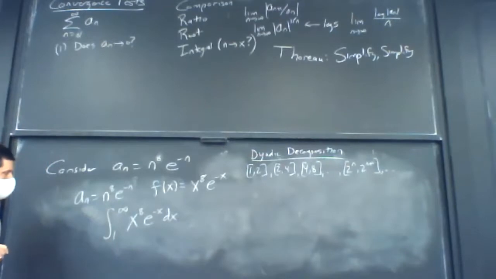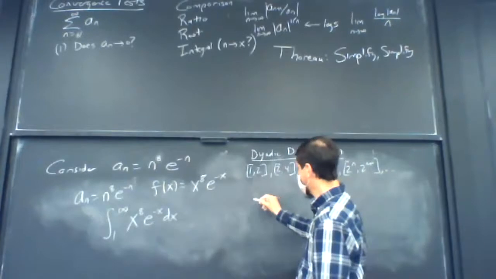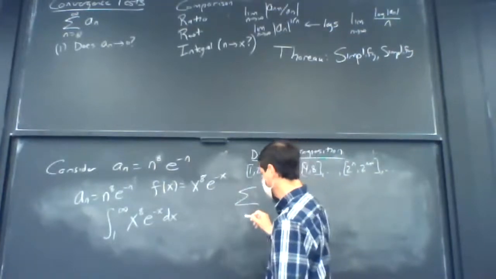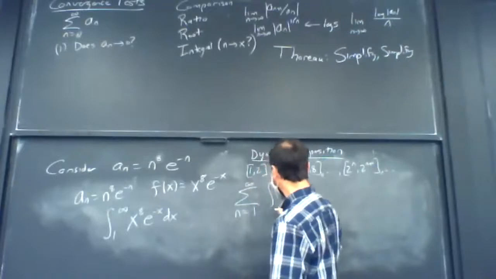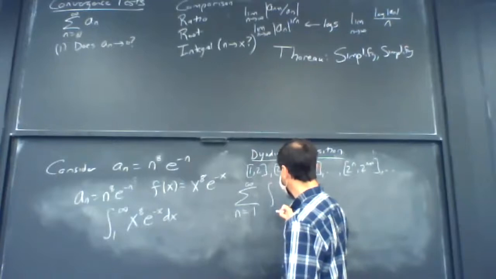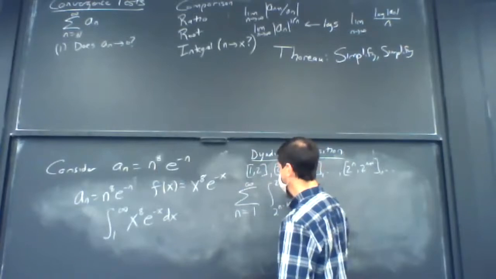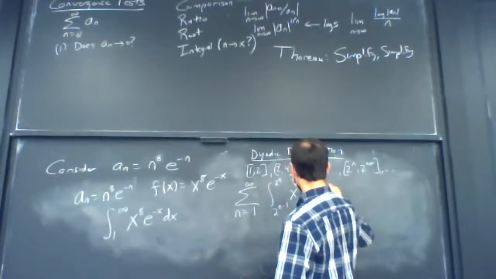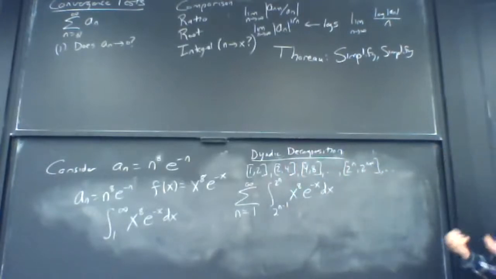So we'll see if this works. So I would have this sum, n goes from 1 to infinity, the integral from 2 to the n minus 1 to 2 to the n, x to the 8, e to the minus x dx. And I'm just breaking the integral from 1 to infinity up into blocks like this.